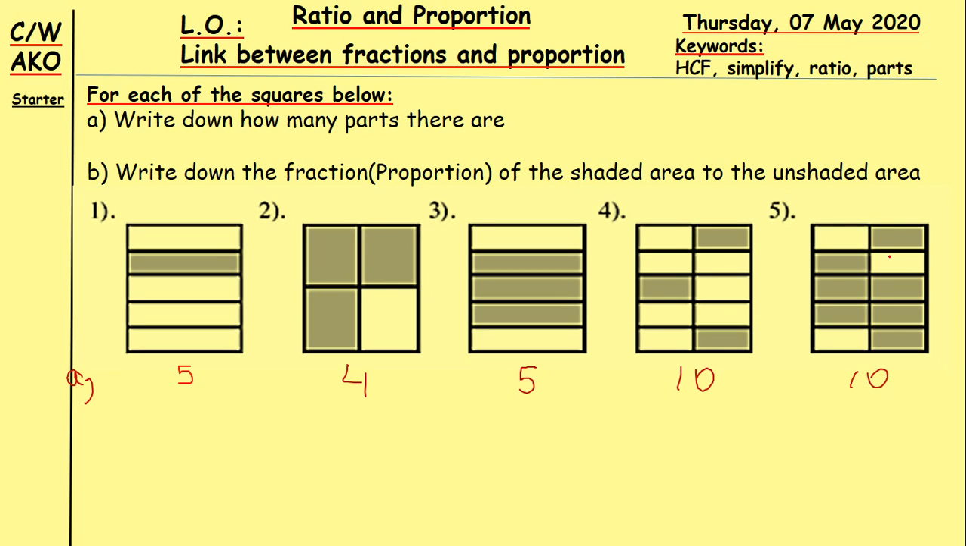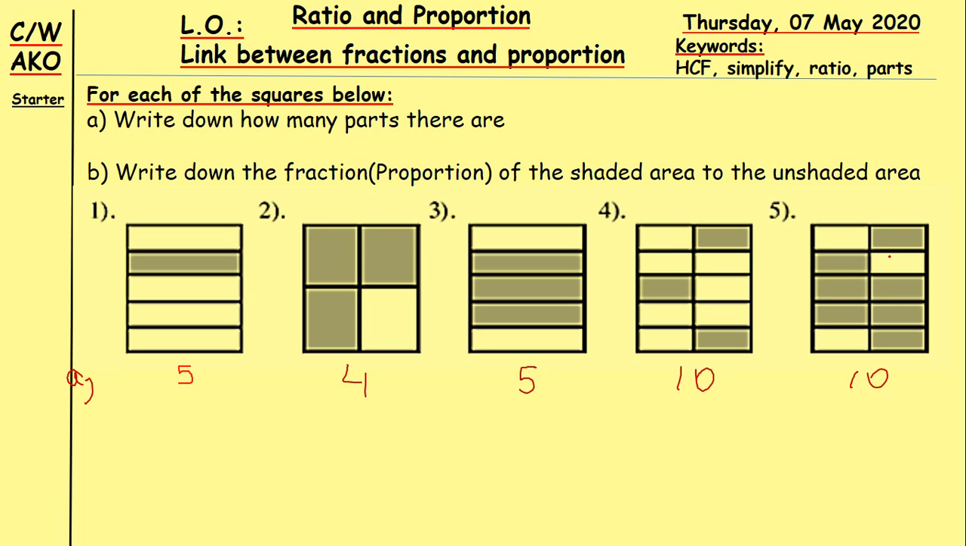Now the next part of the question asks, write down the fraction proportion of the shaded area to the unshaded area. So as you can see here, fraction and proportion next to each other means basically we're talking about the same thing. So let's see the first one.